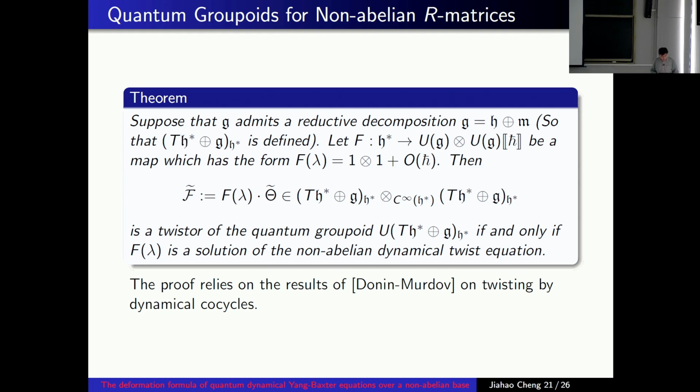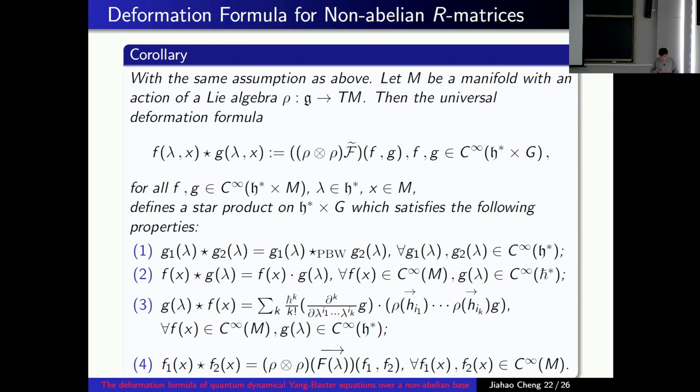Then we construct the quantum groupoid where H is non-abelian, and in this case we can moreover write a universal deformation formula. Suppose that M is a manifold and G is a Lie algebra acted on M by rho. So this is a Lie algebra action, and as we have just mentioned before, we have constructed F tilde. Once you have F tilde, you can use rho tensor rho to map F tilde to an operator on the space H star times M. Here M is just an arbitrary manifold with a Lie algebra G action, and by such a formula, which we call the universal deformation formula, you get a certain kind of star product on H star times M. So this star product also satisfies this special property. In this sense we find the universal deformation formula for the dynamical quantum groupoid.